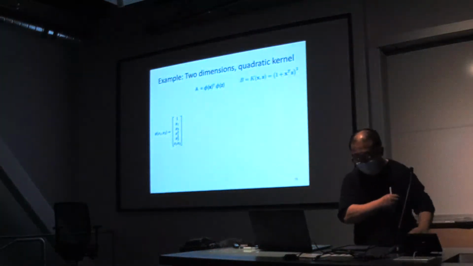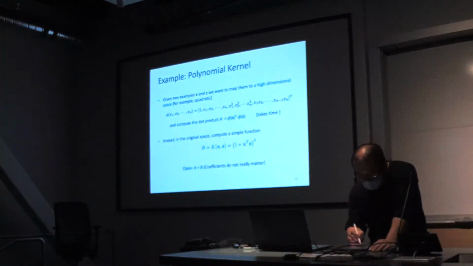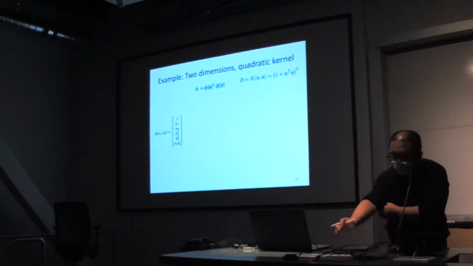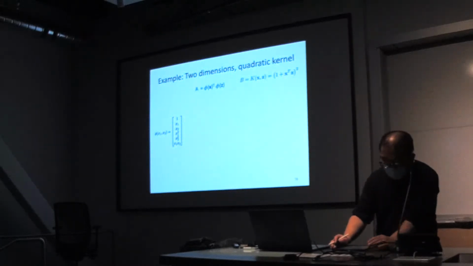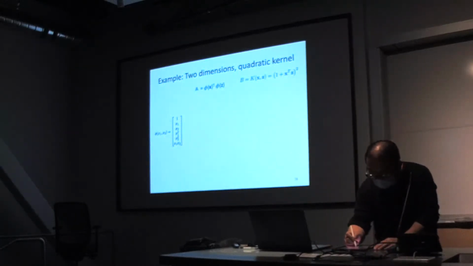Okay, so this is our B, and this is our A. For simplicity, we're going to use a two-dimensional feature vector, namely n here is 2. So you've got x to be x1, x2, and z to be z1, z2.